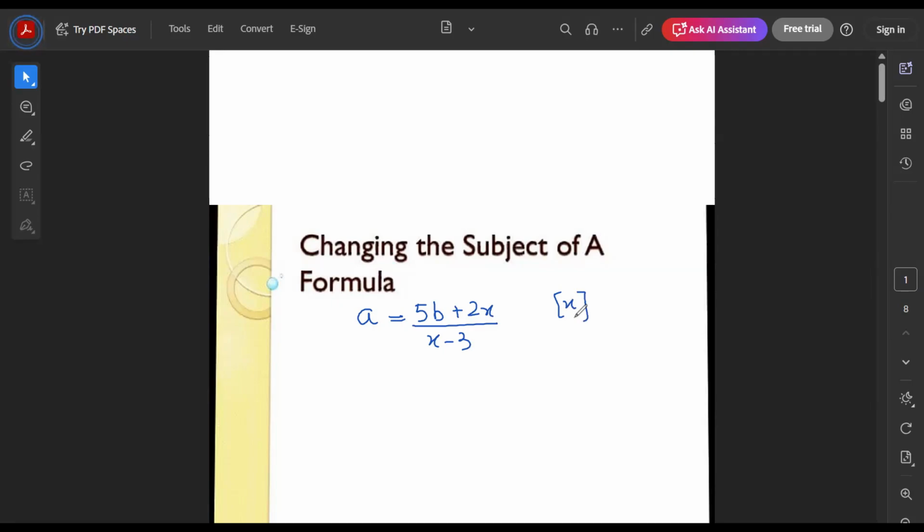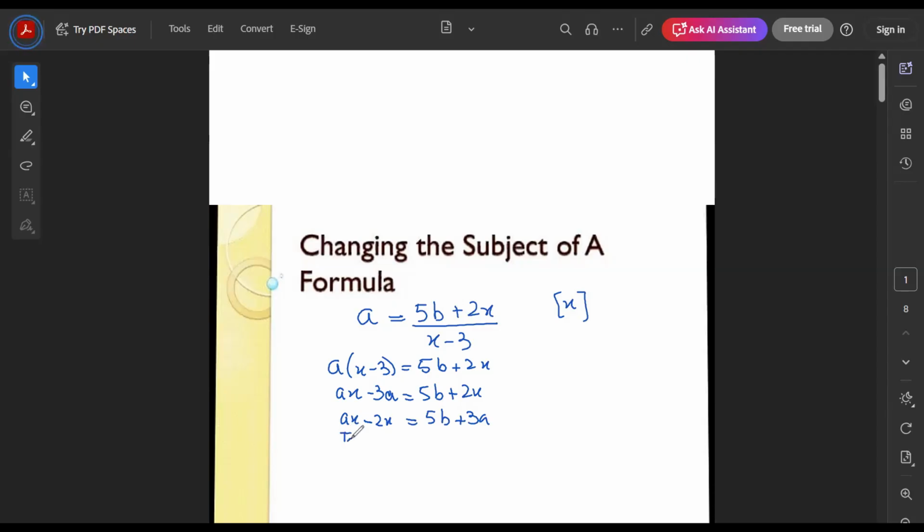We have to arrange it in these terms so that x comes on one side of the equal sign and the rest of the variables on the other side. X minus 3 was dividing, so now it's multiplying. Let's open up the bracket. Ax minus 3a is equal to 5b plus 2x. Let's rearrange so that the terms having x are on the left of the equal sign, and the terms without x on the right side.